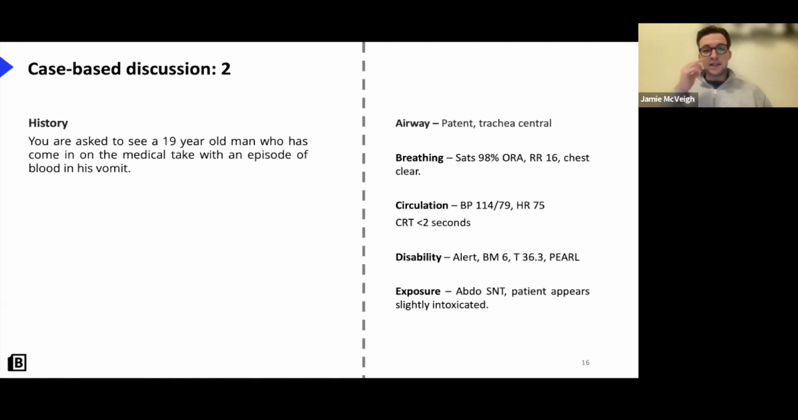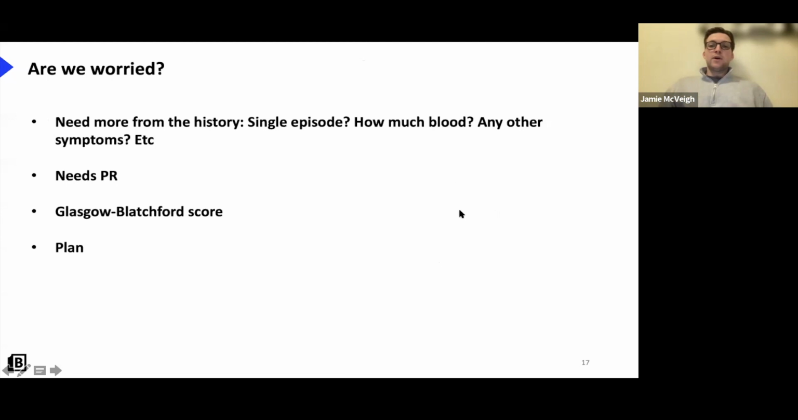Now, in this case, this patient's stable, so the ATE is not as important, but you wouldn't know that unless you'd done it, and now you're more reassured and you can go on to the history and work out a bit more about what's going on. So you ask him about this vomiting, and he tells you it was a single episode. After a few drinks, he felt a bit sick and went to the toilet, vomited, and there was a bit of streaky blood in the vomit. He says not a lot, probably about 10 mils. He denies other symptoms and has never had anything like this before.